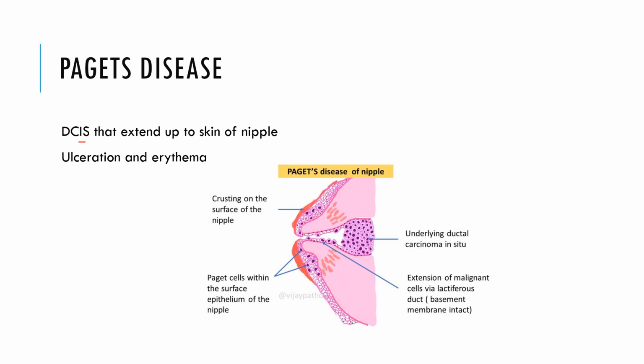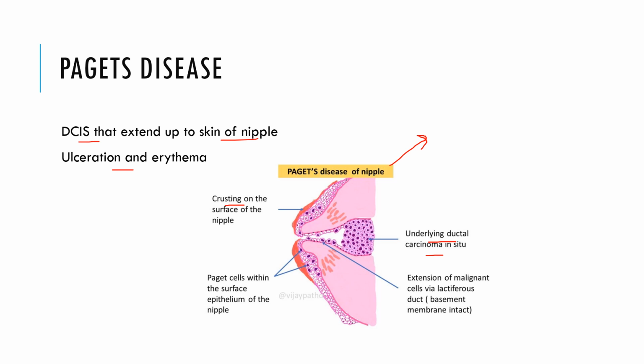Paget's disease is nothing but DCIS, that is ductal carcinoma in situ, which extends up to the skin of the nipple. There can be ulceration and erythema and crusting on the surface of the nipple, like an eczematous change. There are Paget cells within the surface of the epithelium of the nipple. So this is actually the underlying ductal carcinoma in situ. When there is an eczematous change, this may be the only finding that the patient notices. You have to think of an underlying cancer because there can be an underlying ductal carcinoma in situ which has grown up to the nipple.